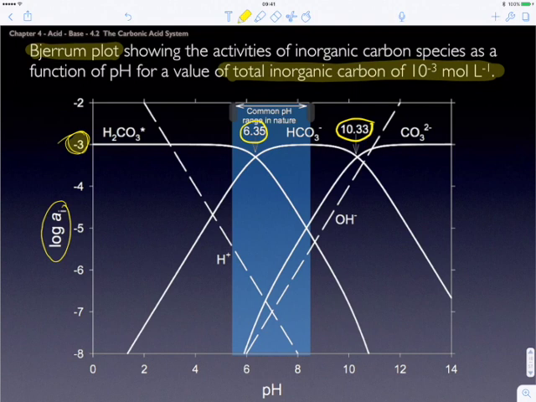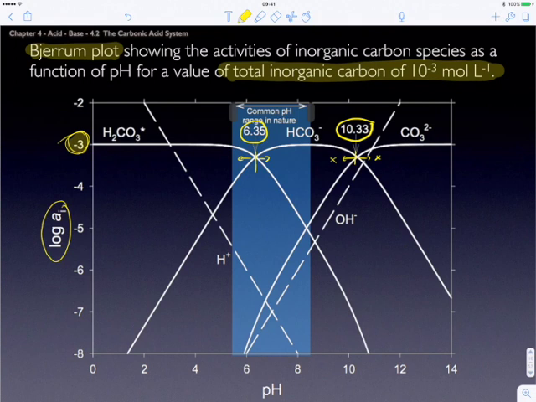So here you have a limit here. Here you have domination of carbonic acid. Here you have domination of the bicarbonate. Here you have domination of bicarbonate, and here domination of carbonate. This is exactly what you're seeing here.